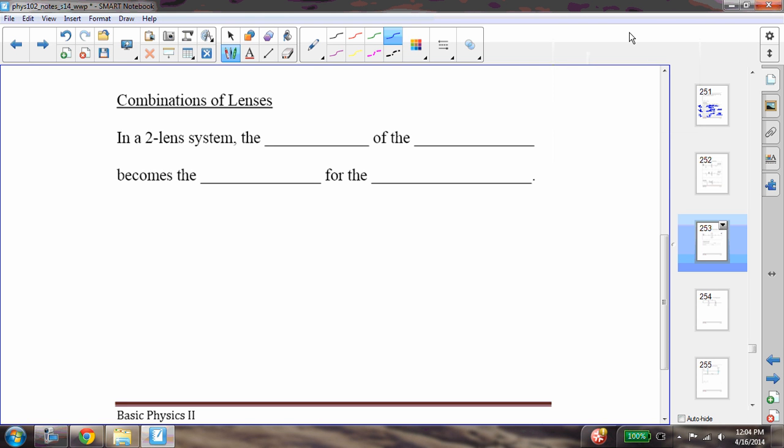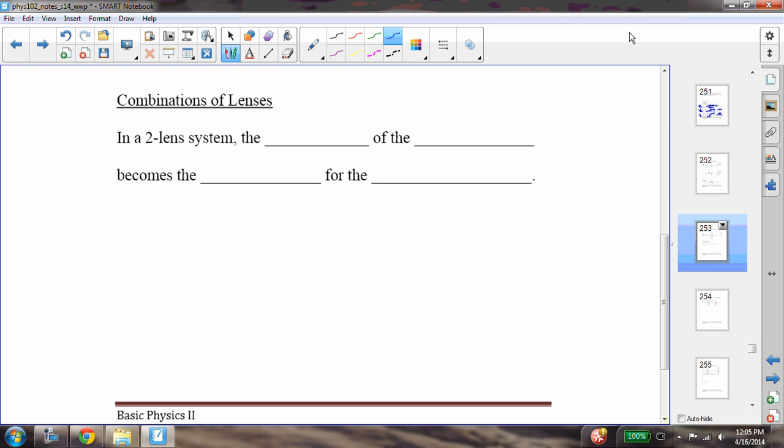Okay, now let's look at combinations of lenses. This is simply where I have two or more lenses along an optical axis and the light is traveling through both of the lenses. We can get a variety of images that are formed. Obviously, this has lots of applications for different instruments, microscopes, telescopes, and what have you.